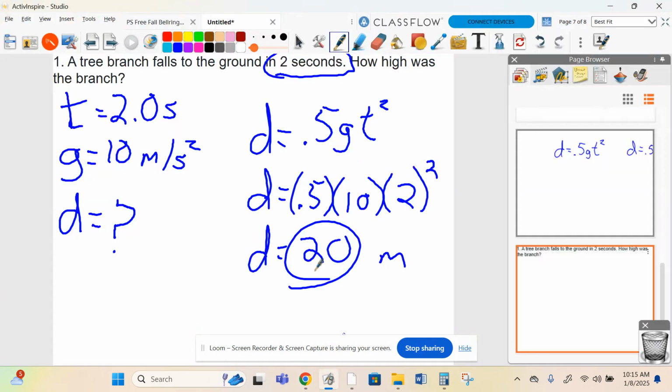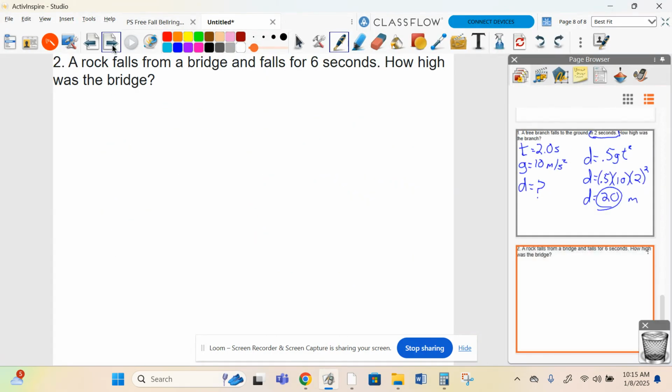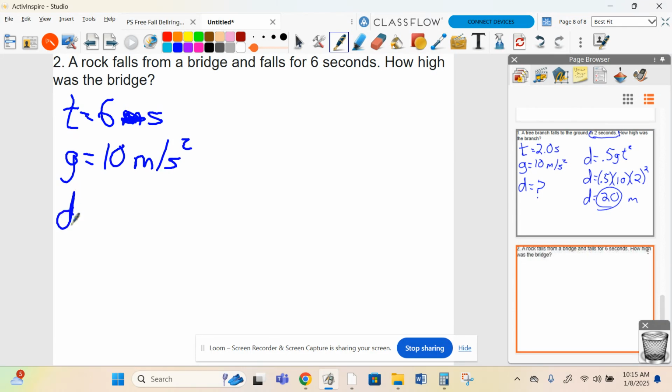If I take a look here at number 2. A rock falls from a bridge, falls for 6 seconds. Seconds is a measurement of time. It is in the air. That means it is accelerating at 10 meters per second squared. Again, g is always 10 on Earth. How high was the bridge?